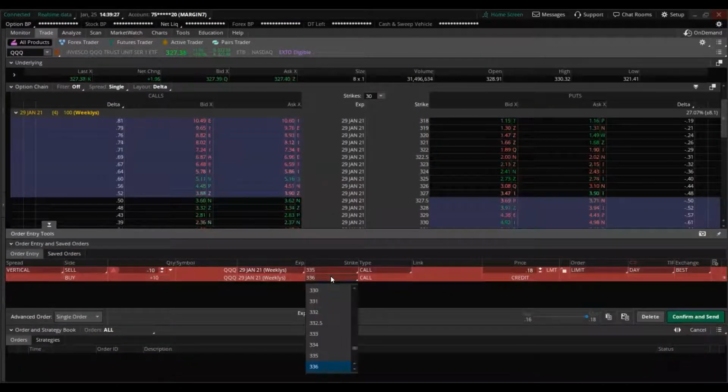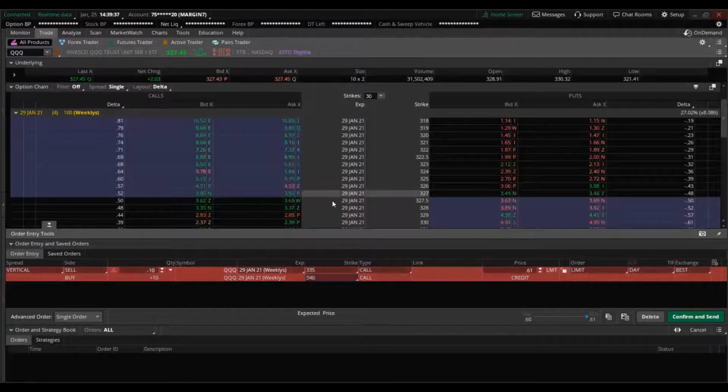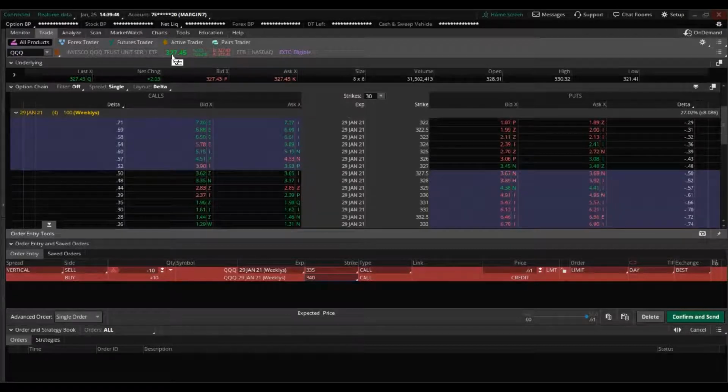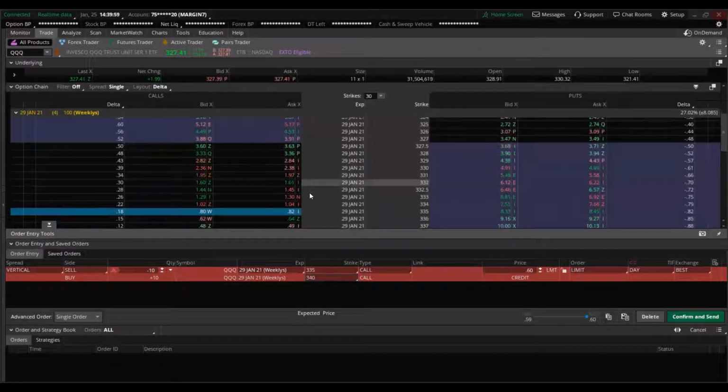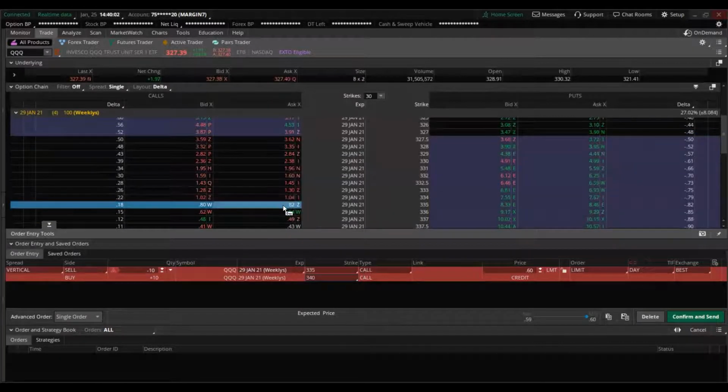And I choose 5 wide just for example. You can go wider if you want. I prefer a minimum of 5 wide, not less. Collect $61. So here, the underlying is 327. The derivative, which is the option, and this credit spread, $60. Prices are moving. So 327, right there. And I'm reducing my risk and giving myself a higher probability that it's less likely it would go there, 335.